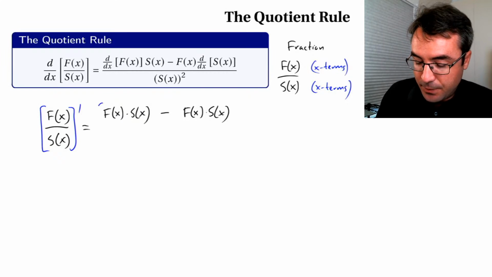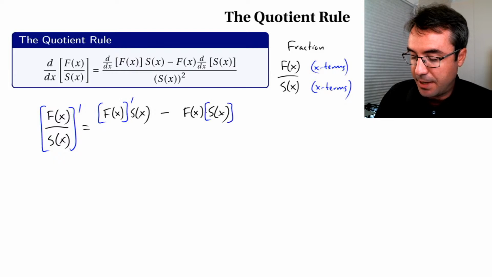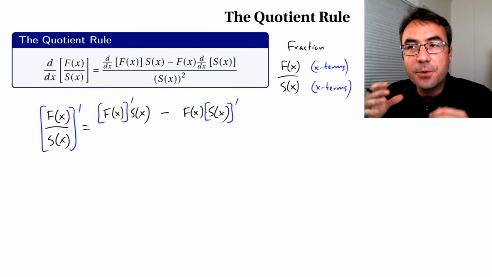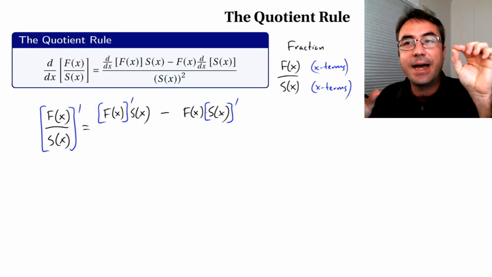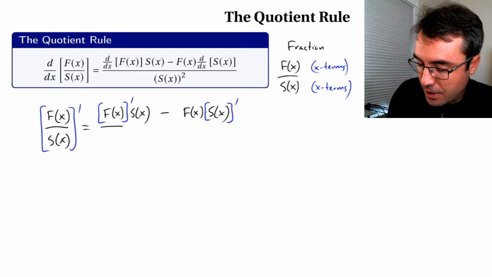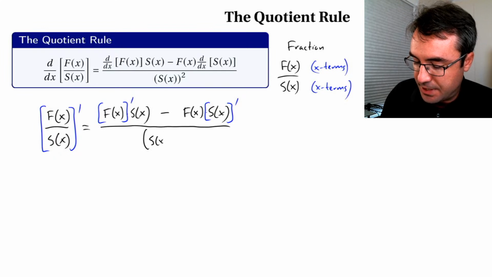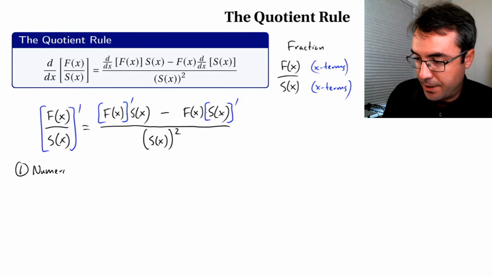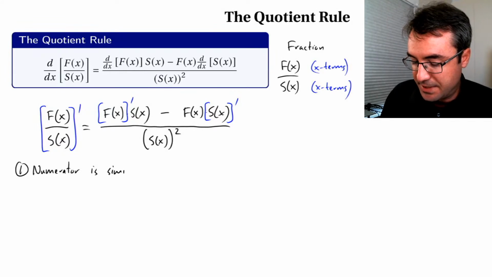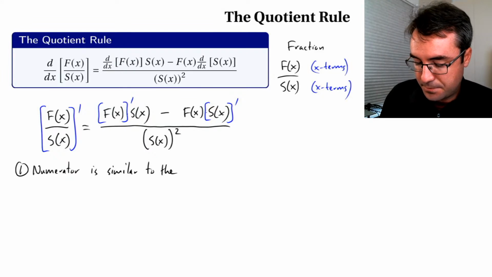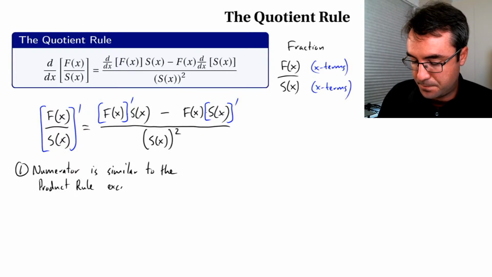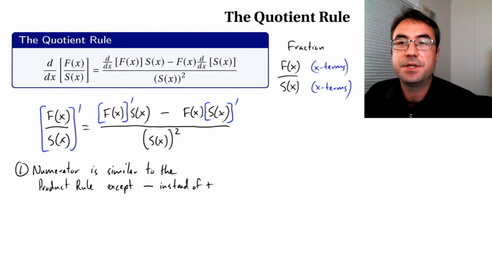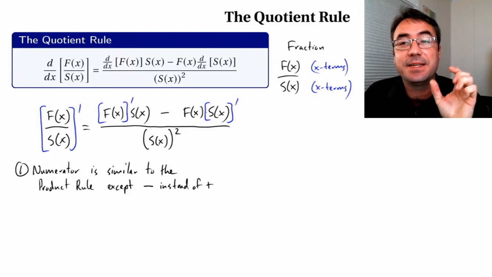And then in the first copy, we apply the derivative to the first function. And in the second copy, we apply the derivative to the second function. So the numerator there feels a lot like the product rule, except it's a minus instead of a plus. And then we draw a big fraction sign, and then we just square the denominator. So the numerator is similar to the product rule, but it's not exactly the same, except we have a minus instead of a plus sign there.